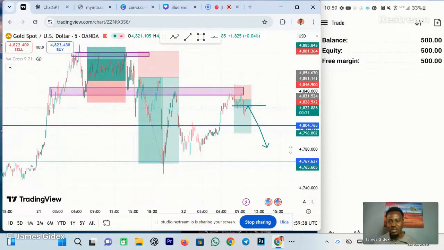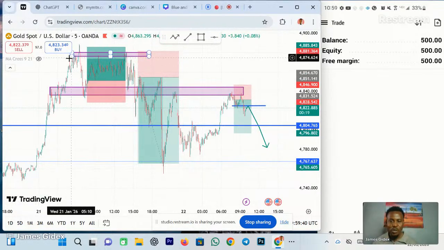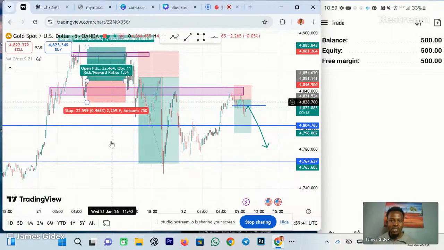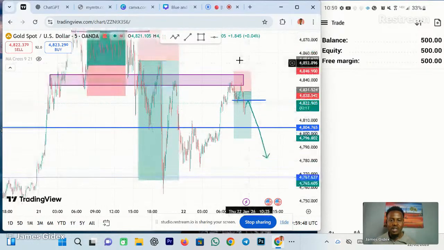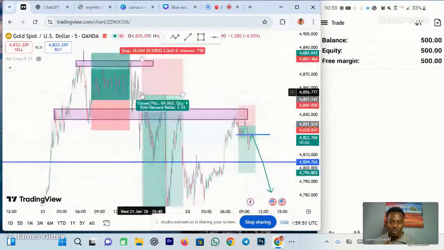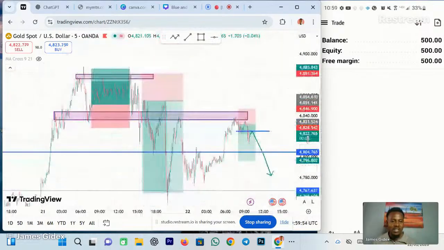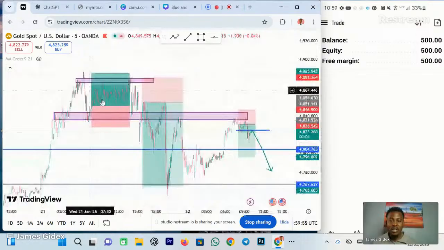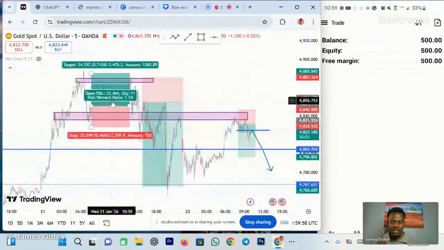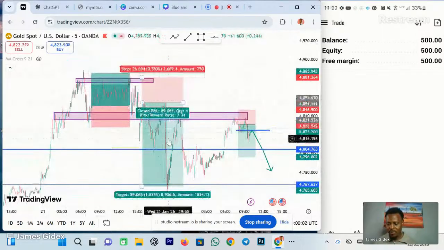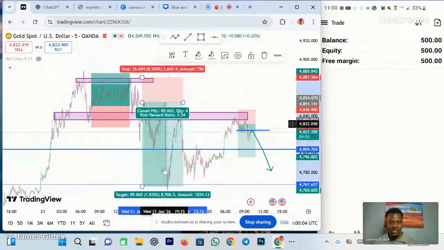As you can see right here, this is my trade for yesterday. If you joined my live yesterday, you will see that this is the trade that we took. This was actually a day before yesterday because I didn't do a live, and this is my profit for yesterday. This long movement right here is my profit for yesterday.